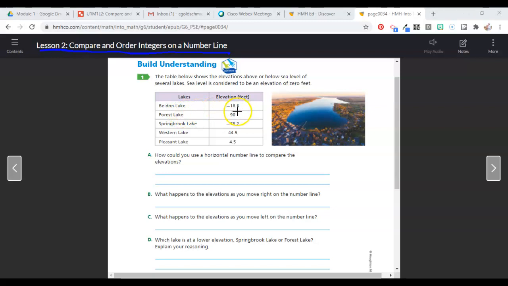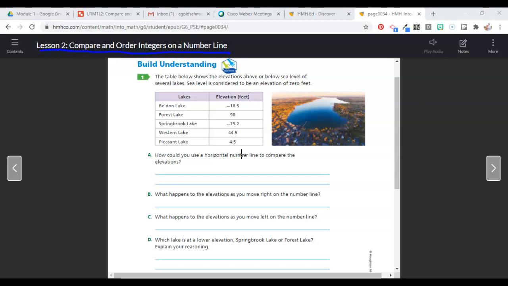Belden Lake is negative 18.5 feet. Forest Lake is 90 feet. Springbrook Lake is negative 75.2 feet. Western Lake is 44.5 feet, and Pleasant Lake is 4.5 feet. Now, our first question we have is, how could you use a horizontal number line to compare the elevation?